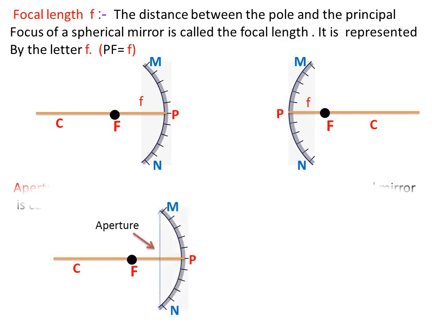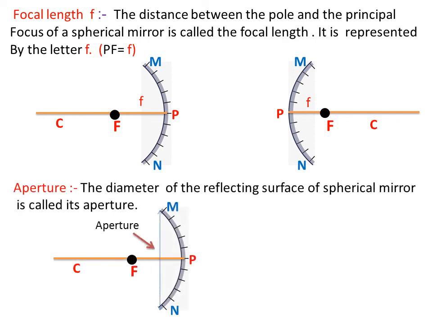Now the next definition is aperture. The diameter of the reflecting surface of a spherical mirror is called its aperture. So the diameter of this reflecting surface is our aperture, here MN.